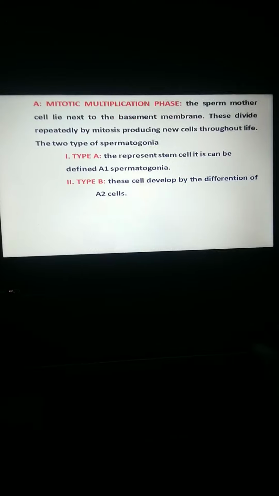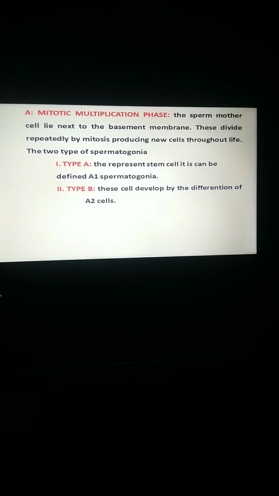Number one, in the mitotic multiplication phase there are mainly type A and type B. Please note down type A and type B. They represent stem cells. Type A can be defined as A1 spermatogonia, and type B differentiates from A2 cells. Number two, growth phase: the spermatogonia are formed as a result of repeated division of germ cells. Number three, maturation or meiotic phase.